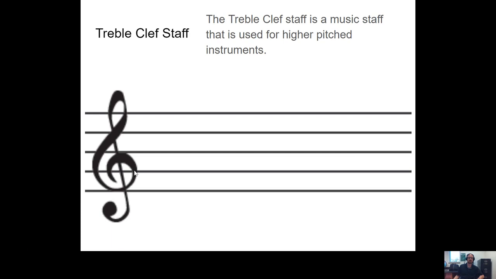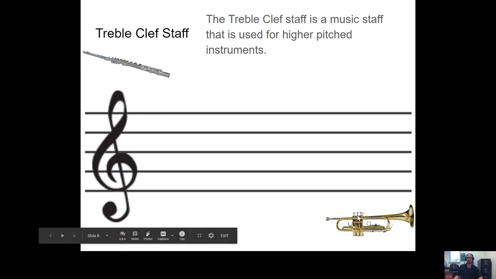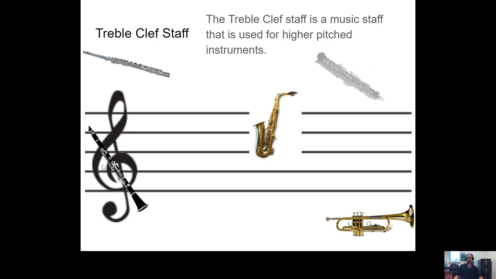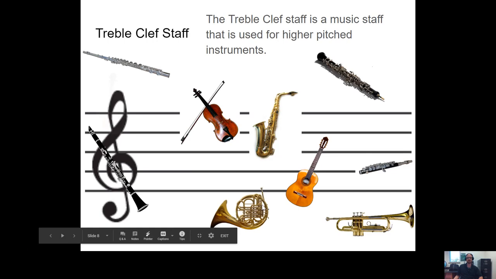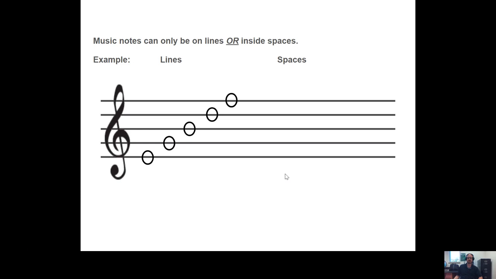So this is often called the G clef because it used to be shaped a lot more like a G than it is now. And it circled the G line on the staff. It's primarily used for higher pitched instruments, though there are some exceptions. Some high pitched and medium high pitched instruments that use the treble clef are the flute, the trumpet, saxophone, clarinet, oboe, violin, piccolo, guitar, French horn, ukulele, and glockenspiel. Those are just a few of many examples.